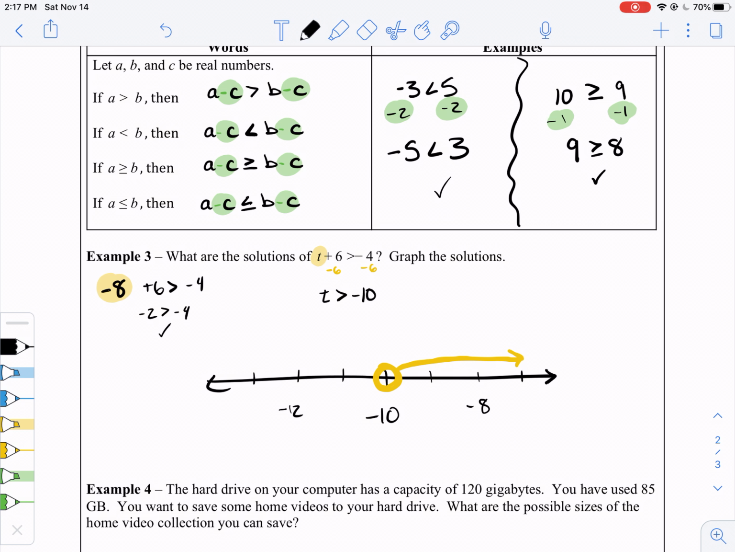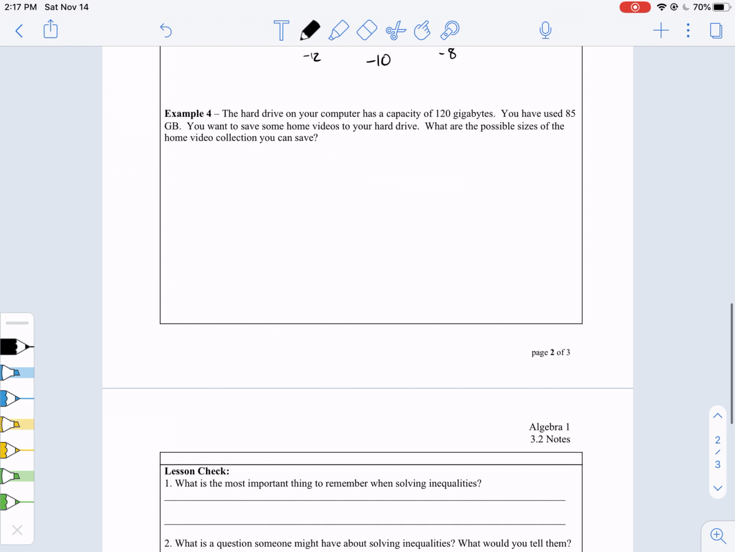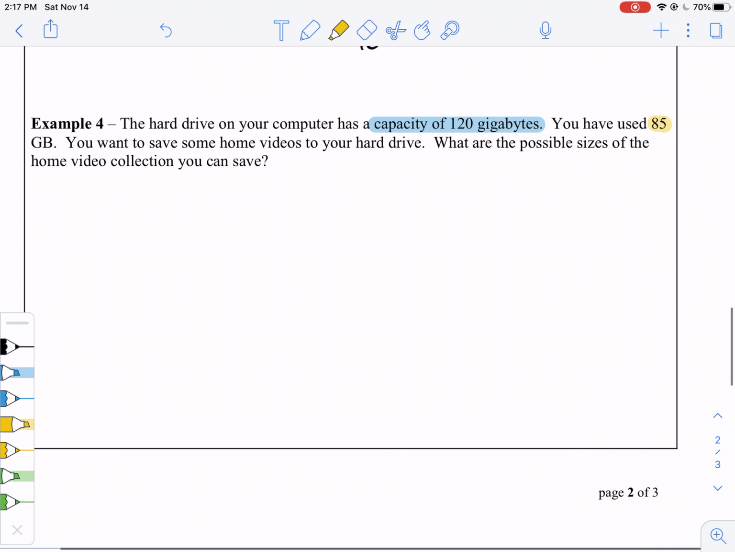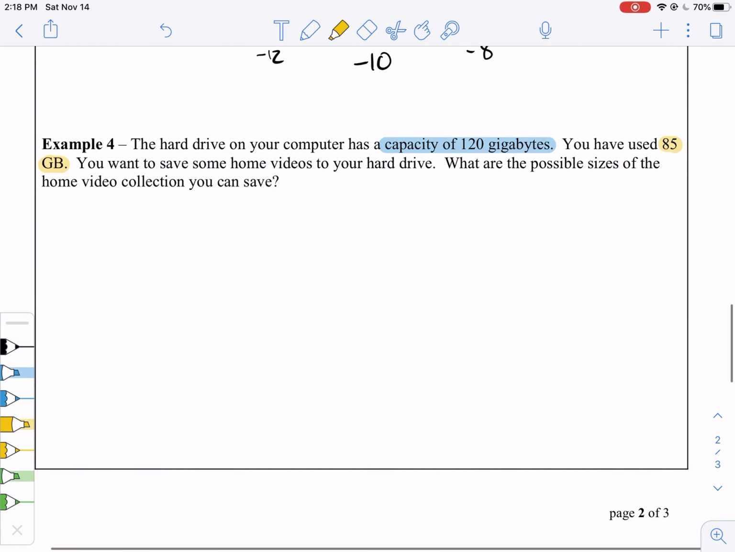Okay, that's great and all, but when are we going to use this in real life? Well, let's say you've got a hard drive on your computer with a maximum capacity of 120 gigabytes. You've already used 85 gigabytes. You want to save some home videos on your computer. So what are some possible sizes of videos that you can save?